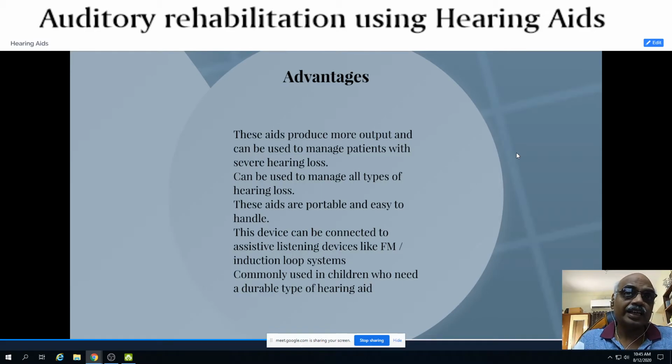Another technology which can be used inside the classroom on a large scale is the induction loop system, more or less similar to FM, wherein one part of the induction loop will be on the table of the child and the teacher will be holding the other. When they speak, this loop will be activated and the words will come out through the loop, and the hearing aid will capture those words, amplify them, and push them across to the auditory system of the child. And this type of behind the ear model is commonly used in children who need a durable hearing aid and who need good amplification.